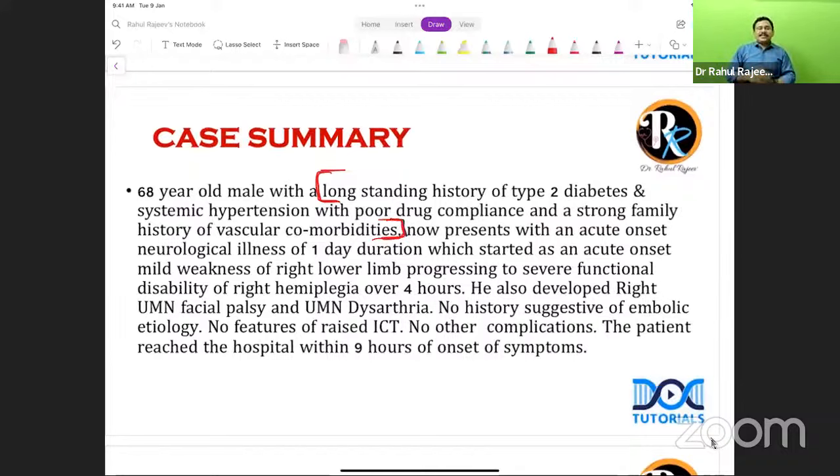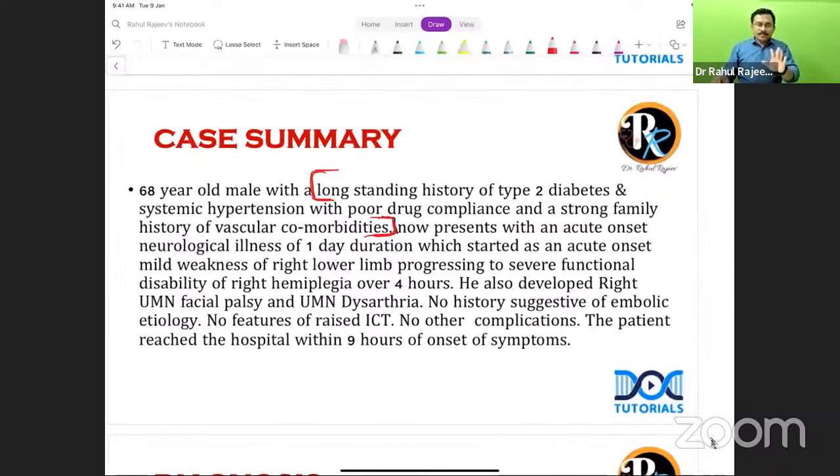So he has long-standing type 2 diabetes, hypertension with poor drug compliance, and a strong family history of vascular comorbidities. What are those vascular comorbidities? The diabetes, stroke, and MI that were there in the family, they are all vascular comorbidities. So I'm just including them together and telling them there is a history of vascular comorbidities. You write this down, case summary. That means the examiner gets an impression, okay, you know how it is to be presented in the summary.